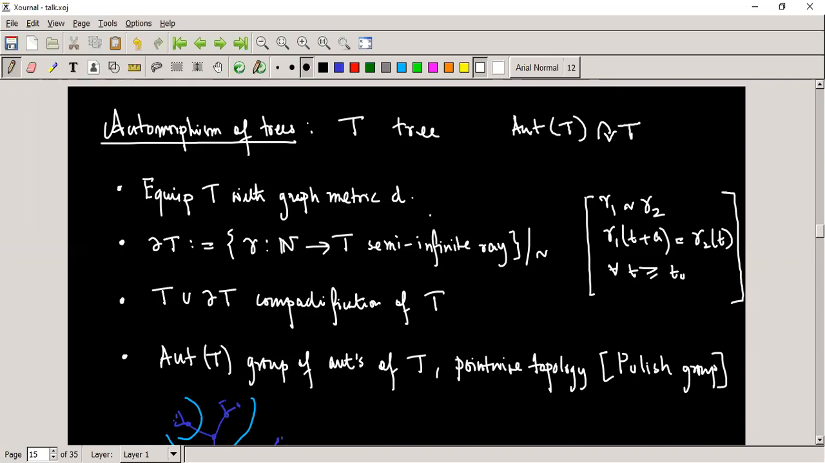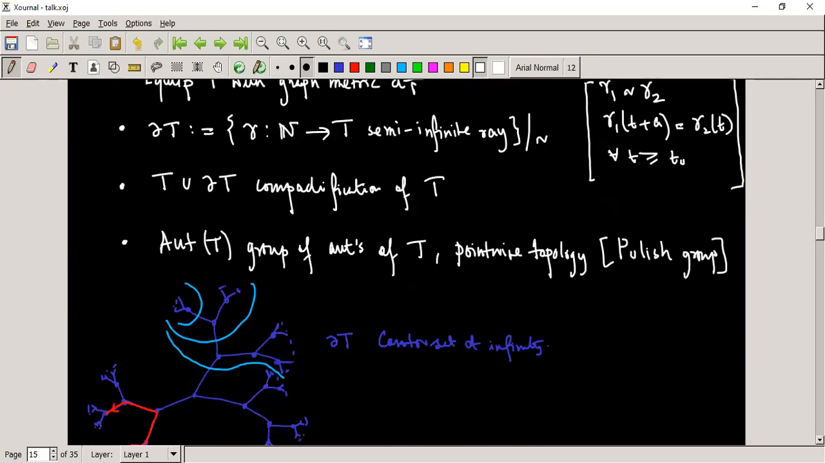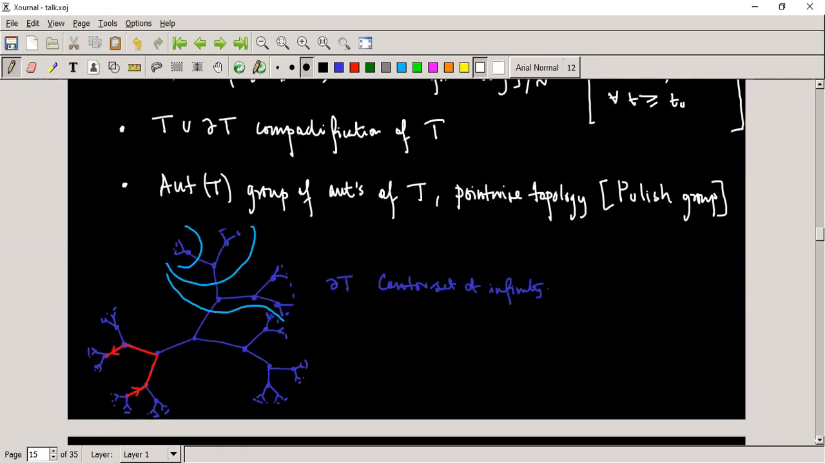So equip T with a graph metric D. We have discussed the graph metric. You can define a boundary for this tree, just like the hyperbolic boundary. So what is the boundary? The boundary is basically, if you look at this example here, this is a regular tree. And it's best to think about regular trees, because otherwise trees can get really weird. So this is a three regular tree.